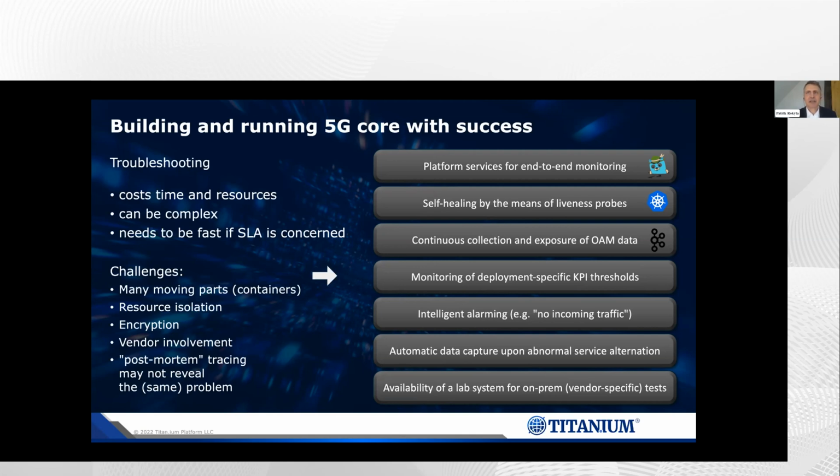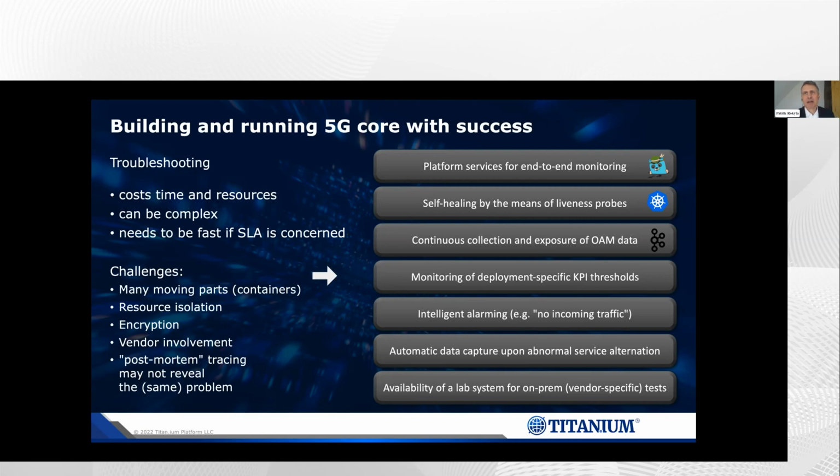But the challenges in cloud-native environments that come on top of what we know from the traditional telco world include the fact that there are many moving parts, containers, and they have resources isolated into namespaces. You cannot access them easily because of security measures applied to the isolation of resources. Most of the traffic and data might be encrypted. It might be harder to get vendors involved when higher security measures are in place around the solution, around the cluster, around the demilitarized zone. And of course, as always, post-mortem tracing may not reveal the problem. You need to basically catch the problem where it happens and when it happens.